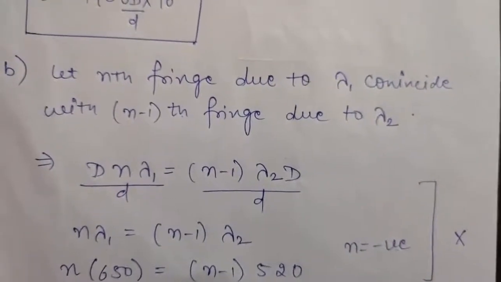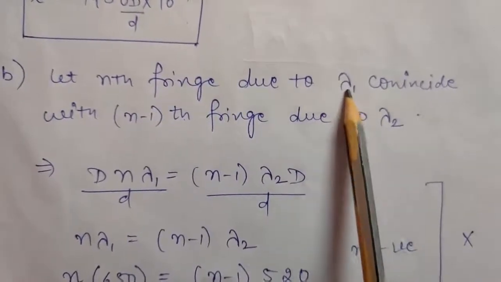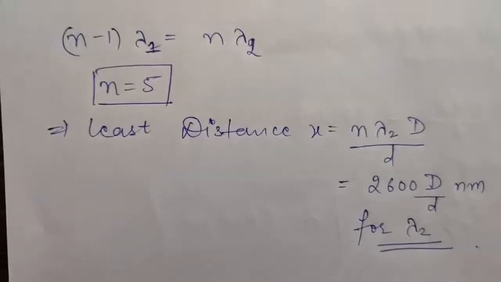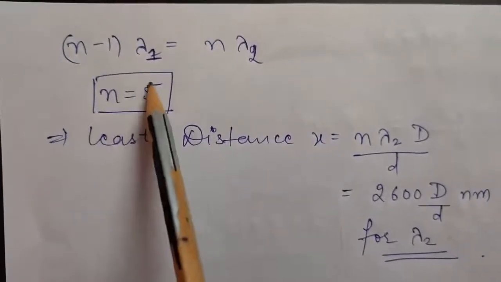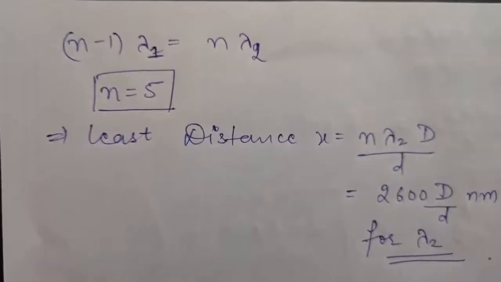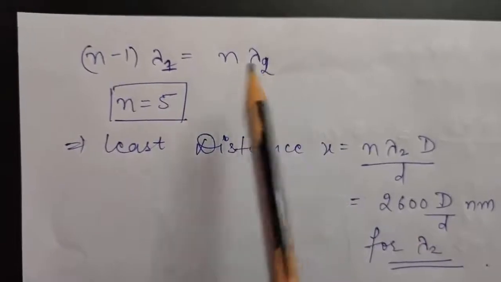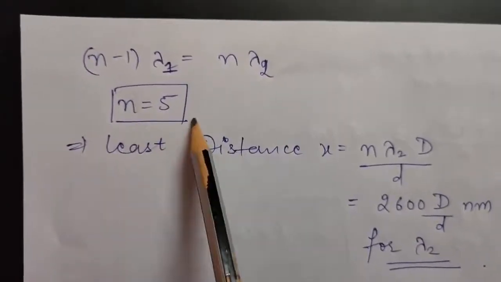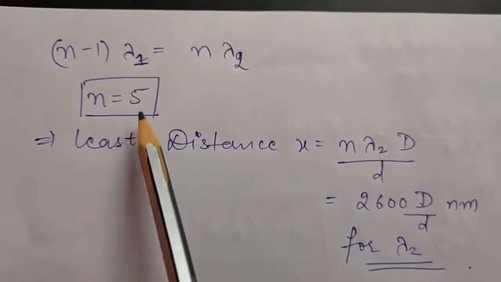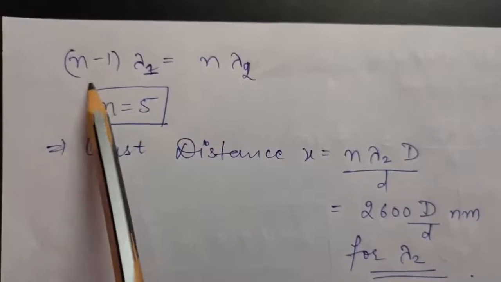That is, we will consider that the nth fringe of lambda 2 is coinciding with the n minus 1th fringe of lambda 1. So if we are considering that, therefore n minus 1 into lambda 1 will become equal to n lambda 2, because again D by d will cancel out. Now when you put the values of lambda 1 and lambda 2, you will see that n is coming to be positive and it is coming to be 5. So this means the fifth bright fringe due to lambda 2 will be coinciding with the fourth bright fringe due to lambda 1.